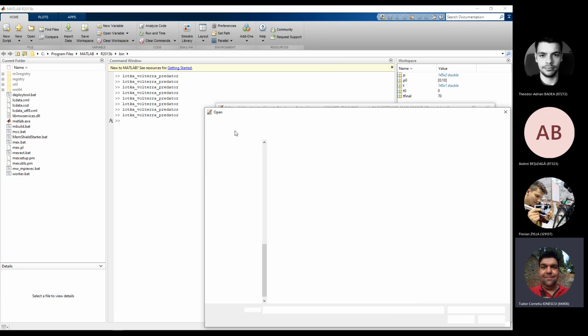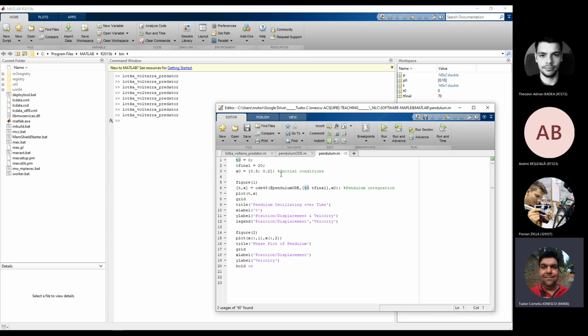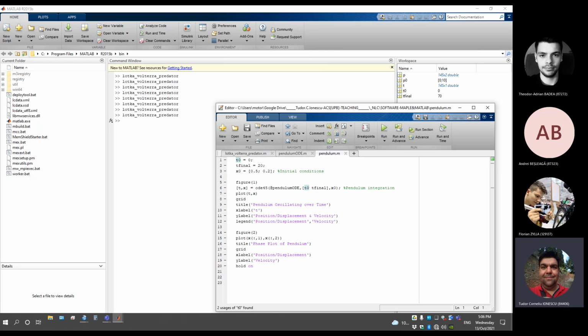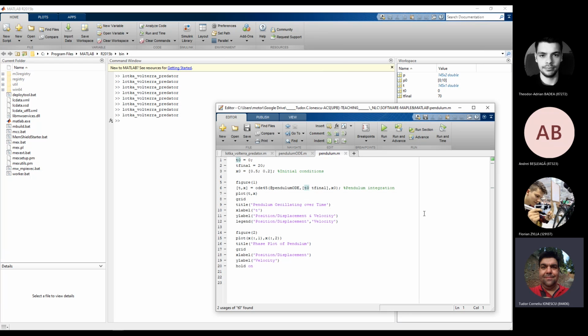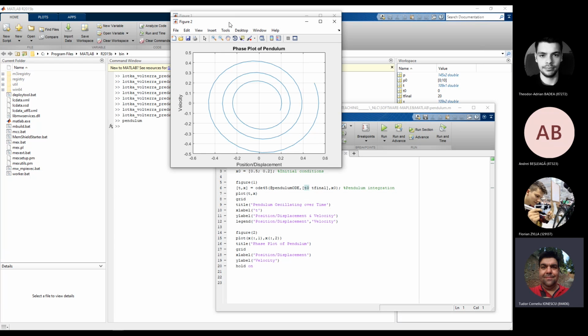And then we open the simulation file, which is this one. Look at the simulation file, same thing. Initial conditions: angular position 0.5, angular velocity 0.2. So you let the pendulum swing from this position, 0.5 displacement, 0.2 velocity. Let's run the simulation and see what happens.